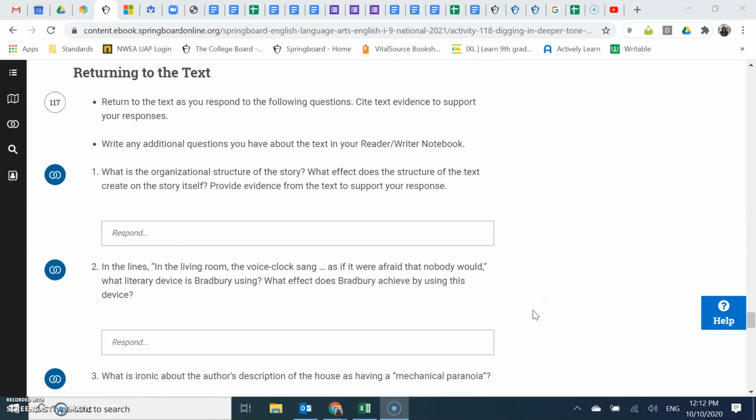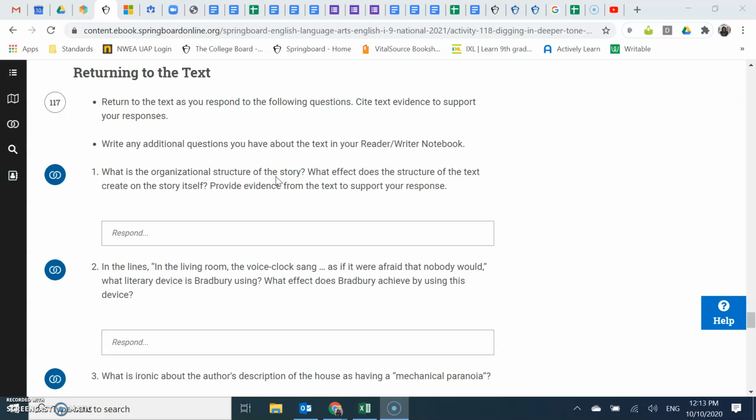Okay, so for number one, what is the organizational structure of the story? First, you have to understand what organizational structures are. And we talked about this last year. Remember? Sequence, description, cause and effect, compare and contrast, problem and solution. Remember those? So, what is the organizational structure of this story?